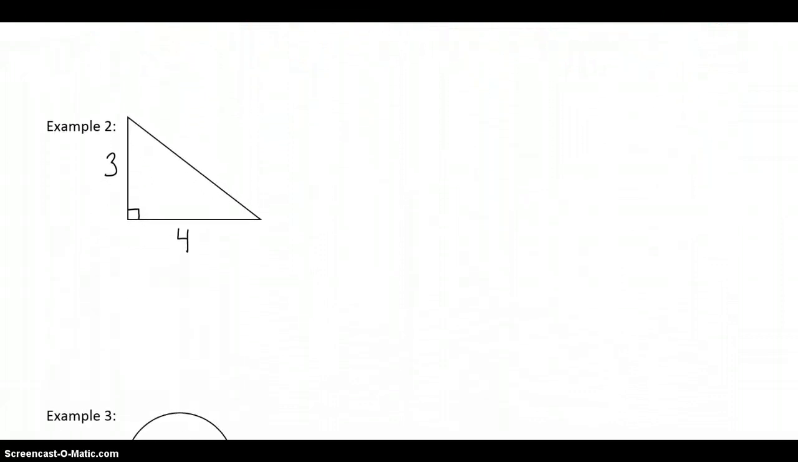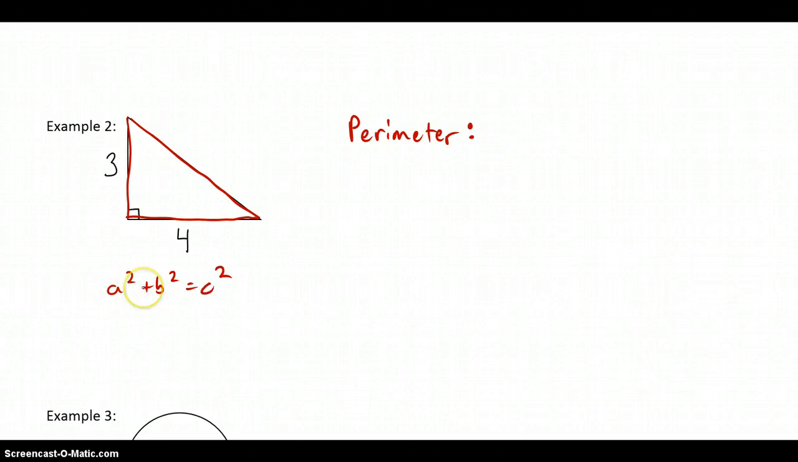In the second example, to find the perimeter, again, I need to find the length of the line that bounds my figure. So I have 3 and 4 and this length right here, which I don't know in this figure. But I do know that I have a right triangle. And if I have a right triangle, I can figure out this third side by using the Pythagorean theorem. So I'm going to plug 3 in for A and 4 in for B and solve for C.